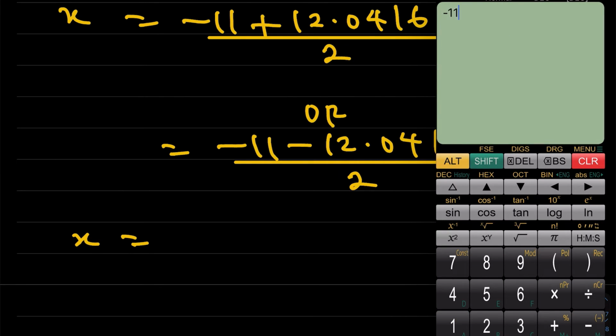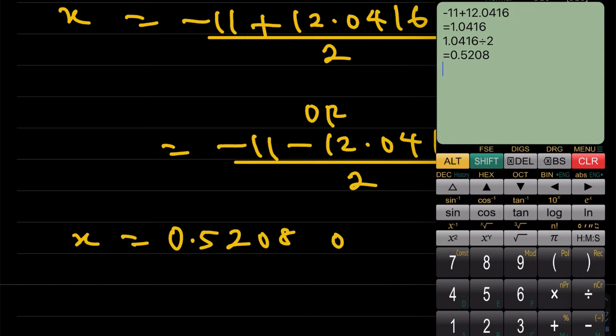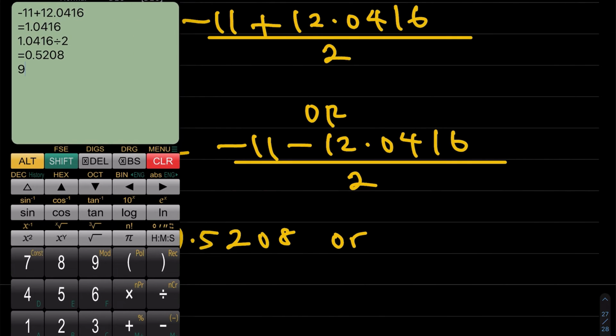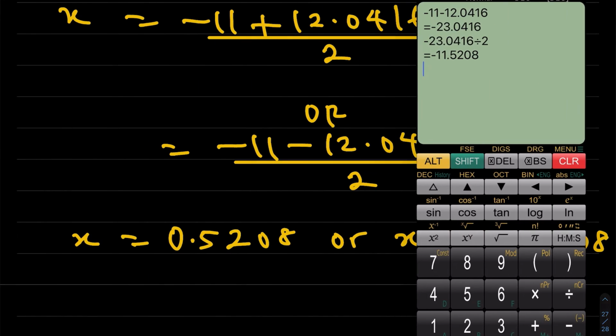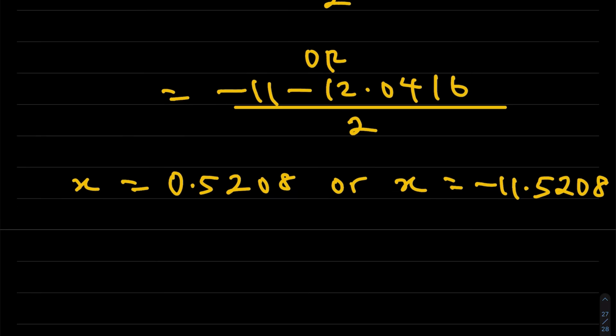minus 11 plus 12.0416 divided by 2. That's 0.5208, or x equals minus 11 minus 12.0416. That's equal to minus 23.0416 divided by 2, and that is minus 11.5208. So those are the values of x for which f of x equals g of x.